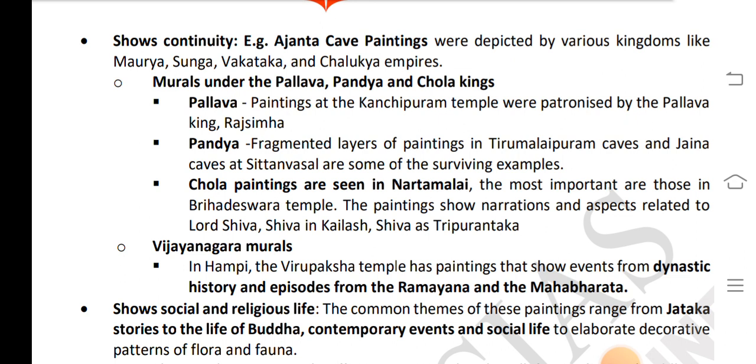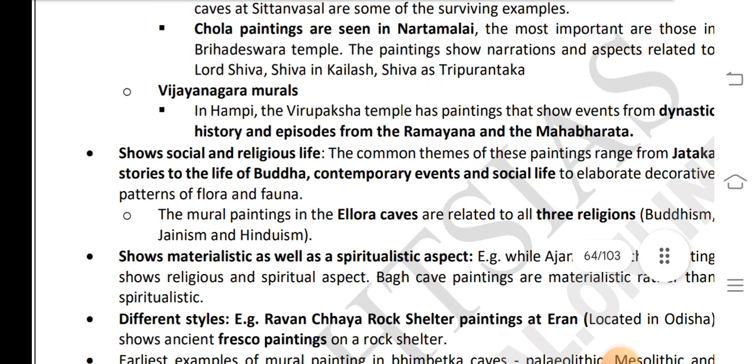They show continuity, and the Ajanta cave paintings were depicted by various kingdoms like the Mauryas, Shungas, Vakatakas and the Chalukya empires. Murals under the Pallavas, Pandyas and Chola kings. Pallava paintings in the Kanchipuram temples were patronized by the Pallava king Rajasimha. Pandya fragmented layers of paintings in the Tirumalai caves and the Jain caves at Sittanavasal are some of the surviving examples.